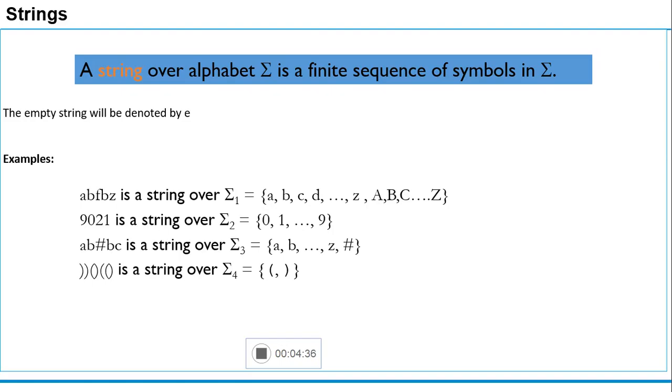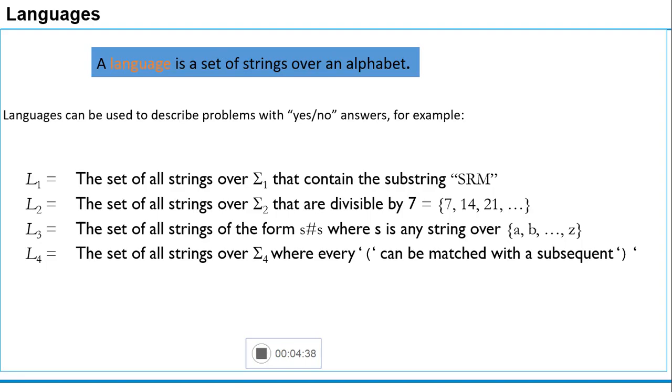And what is a language? A language describes problems with yes or no answers. We have already seen some strings over an alphabet, but if you formulate them as a set and write it out, then you can call it a language. For example, I want the set of strings that have SRM as a substring. We define the language as the set of all strings over sigma that contain the substring SRM.